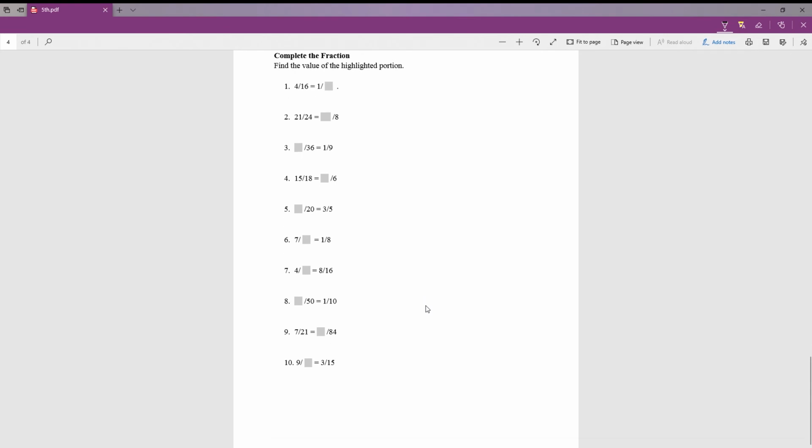All right, lastly, here we have complete the fraction. Find the value of the highlighted portion. Basically this is just solving for the missing number. So let's take an example here. Let's take 1/2 is equal to this over 8, right? So you're solving for that missing number, the numerator that is above 8.